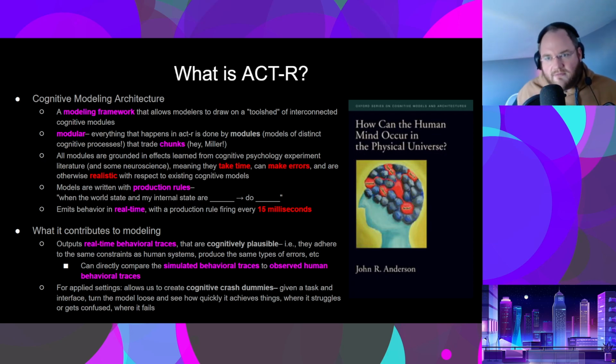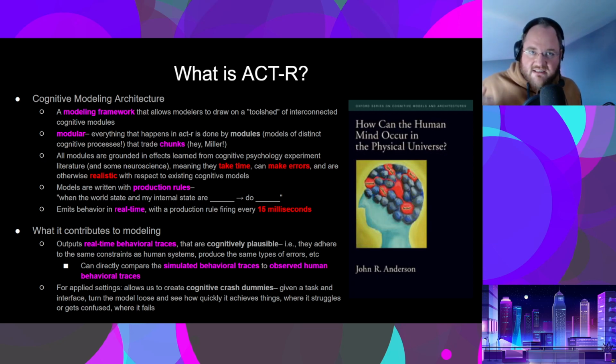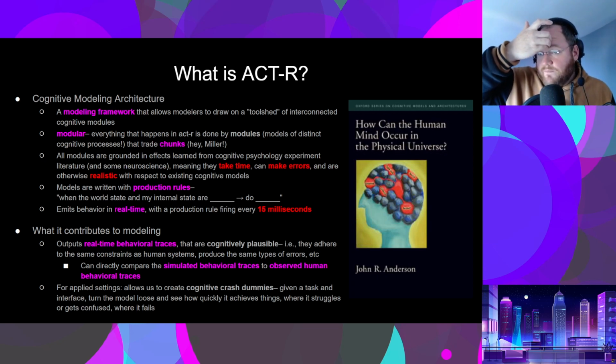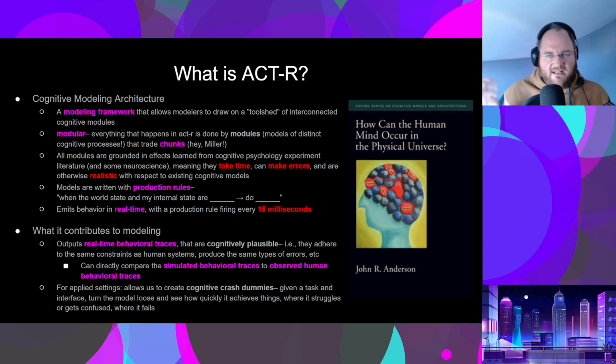And remember, Miller has talked about chunks in the past. The idea, 7 plus or minus 1. What exactly is a chunk? Well, here it's defined as a blob of information that moves together. So all of the modules in ACT-R are grounded in effects and things learned and observed in especially cognitive psychology, like those kinds of experiments, experimental literature, and some neuroscience a bit.